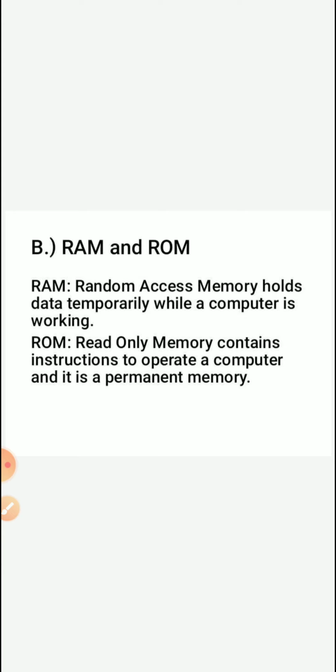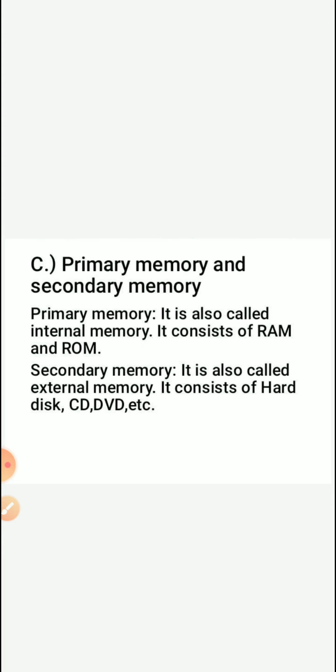Now coming to the next, differentiate between RAM and ROM. So what is RAM? Random access memory holds data temporarily while a computer is working. And ROM, read-only memory, contains instructions to operate a computer and it is a permanent memory. Now coming to part C, primary memory and secondary memory. So what is primary memory? It is also called internal memory. It consists of RAM and ROM. Secondary memory is also called external memory. It consists of hard disk, CD, DVD, etc.